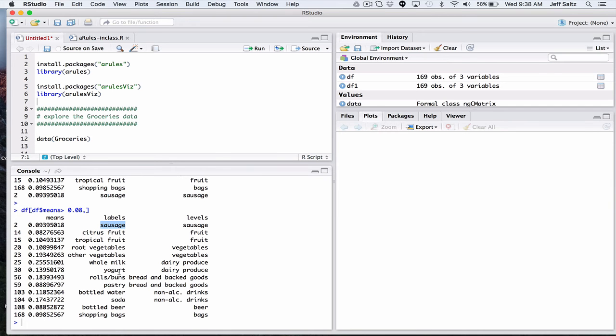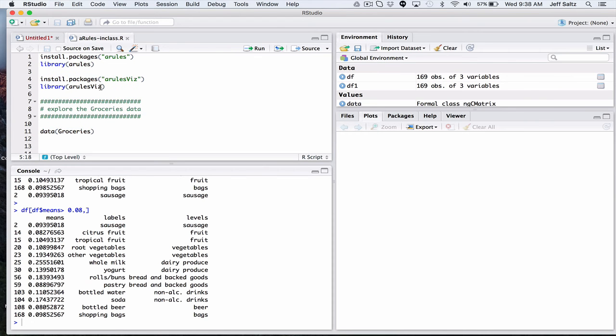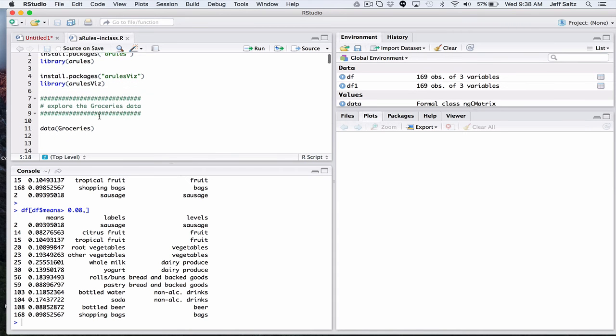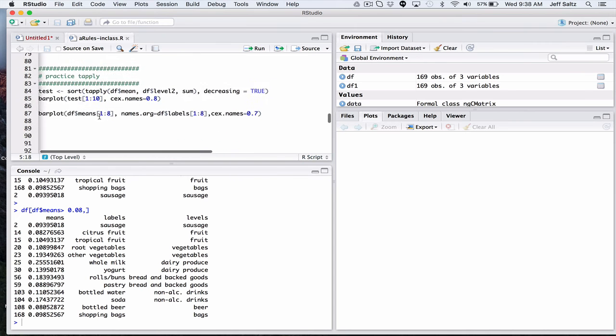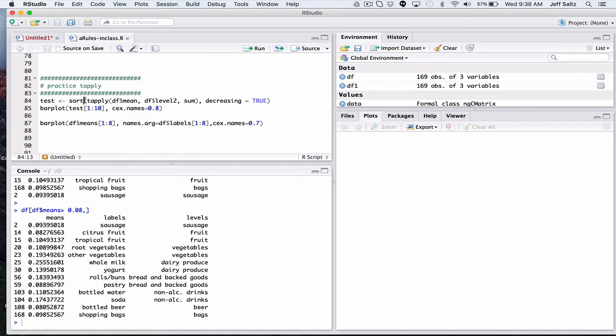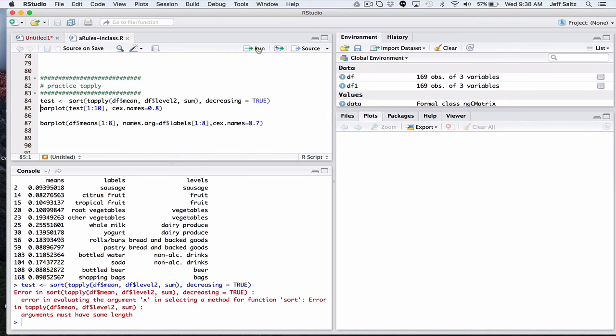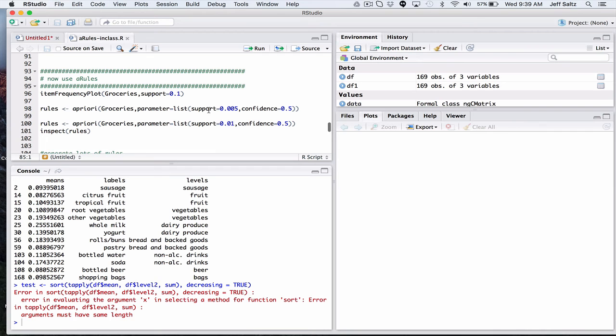Now let's actually start to do some work in the arules package to understand this data, not at this detailed matrix level, but maybe at the rules level. So I'll go in here and we'll go right away into, let's do a tapply. One more thing just to take a look at that. Let's just go straight to this. I don't want to deal with that.